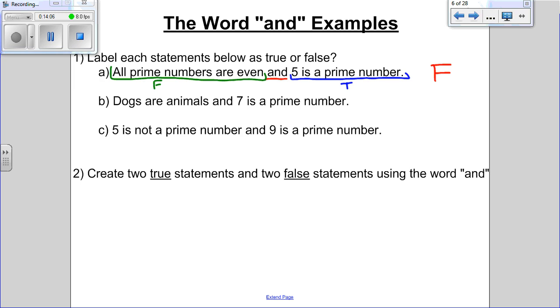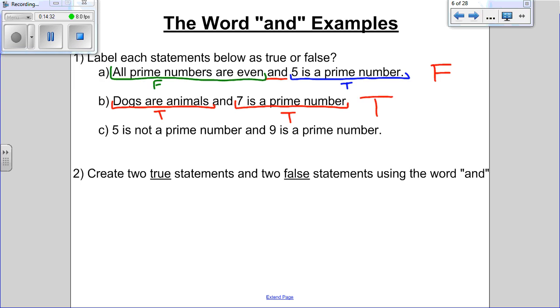For B, if dogs are animals, that is definitely a true statement. And 7 is a prime number. Also a true statement. 7 cannot be divided by anything. This means that the entire statement is a true statement, because both things individually are true statements.